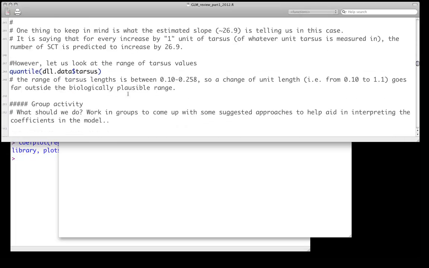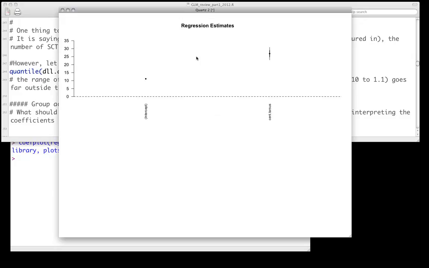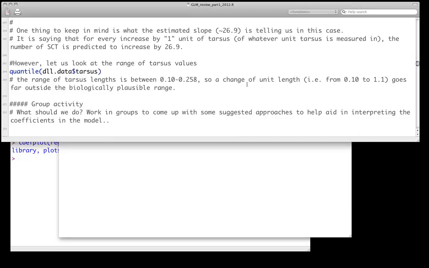Okay, one thing to keep in mind though is that estimated slope, 26.9. So what's this telling us? What is the slope of 26.9 telling us? Well, it's saying that for every unit increase of 1 in Tarsus, whatever unit it's measured in, millimeters, centimeters, whatever, the number of sex-comb teeth is predicted to increase by 26.9. Okay, well that seems reasonably sensible until we actually look at the range of values that Tarsus can take.